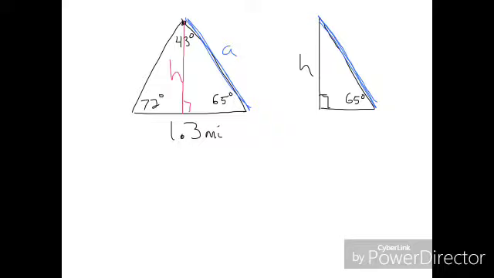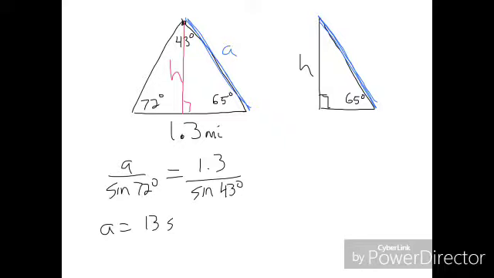To find A, I can set up a law of sines. A over sine of the opposite, 72 degrees, equals B, or whatever, one of the others, 1.3, over sine of its opposite, 43 degrees. This gives us A equals 1.3 sine 72 degrees divided by sine 43 degrees, which is, go to our trusty calculator, make sure you're in trig. I hope you're in trig or you're not watching this video. Make sure you're in degree mode.